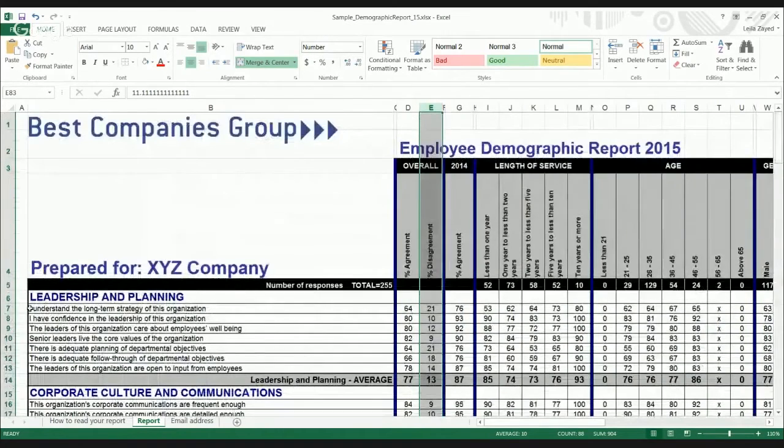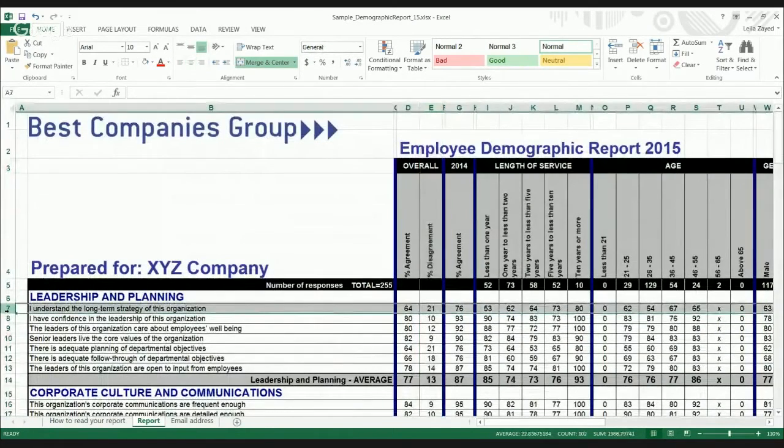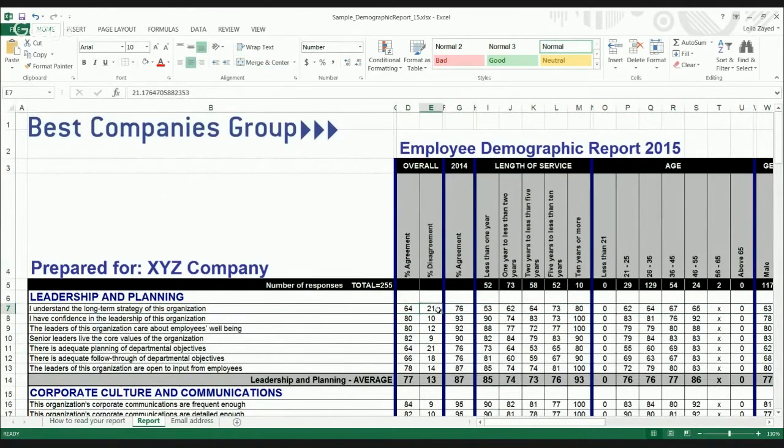Let's return to the top of the report now to dig into your data. Let's have a closer look at one of the survey questions. In the case of "I understand the long-term strategy of this organization," we have 64% of respondents responding that they either strongly or somewhat agree, while 21% strongly or somewhat disagree. You might notice that 64 and 21 don't add up to 100%. The remaining 15% selected a neutral response. All of the values to the right of these initial columns represent percentages of agreement reported by demographic category.